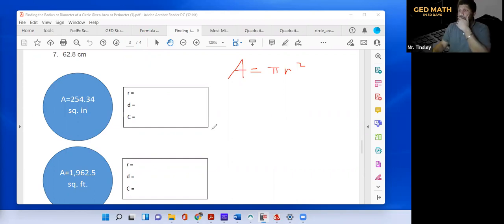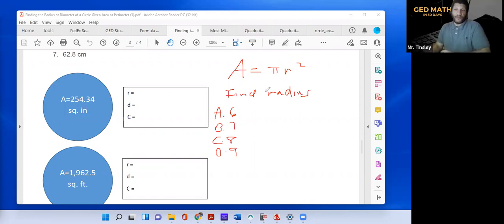So what I'm going to do is change this up a little bit, and say we want to find the radius. I'm going to give you 4 multiple choices: 6, 7, 8, and 9. These are the multiple choices they give you. So if you're given that the area is 254.34, can somebody tell me the radius?